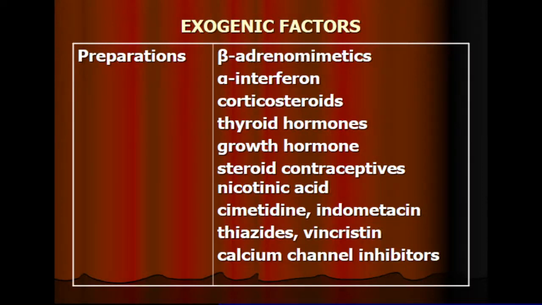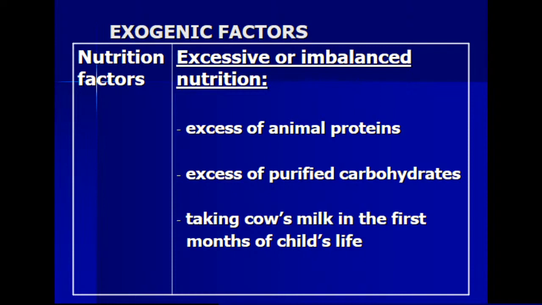The next exogenic factors, some preparations: beta-adrenomimetics, interferon, corticosteroids, thyroid hormones, growth hormones, nicotinic acid, thiazide diuretics, and others. Nutrition factors: excessive or imbalanced nutrition, excess of animal proteins, excess of purified carbohydrates, taking calf's milk in the first months of a child's life.